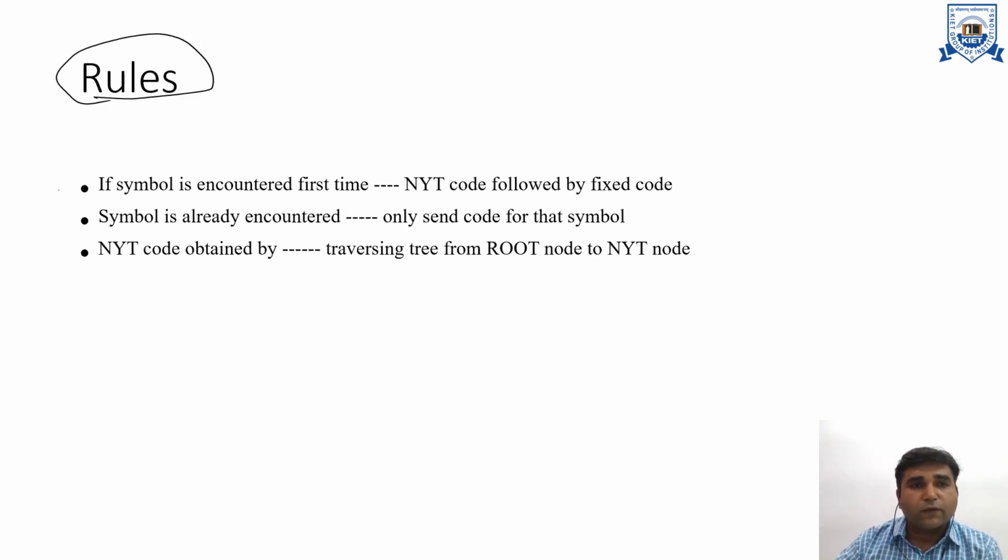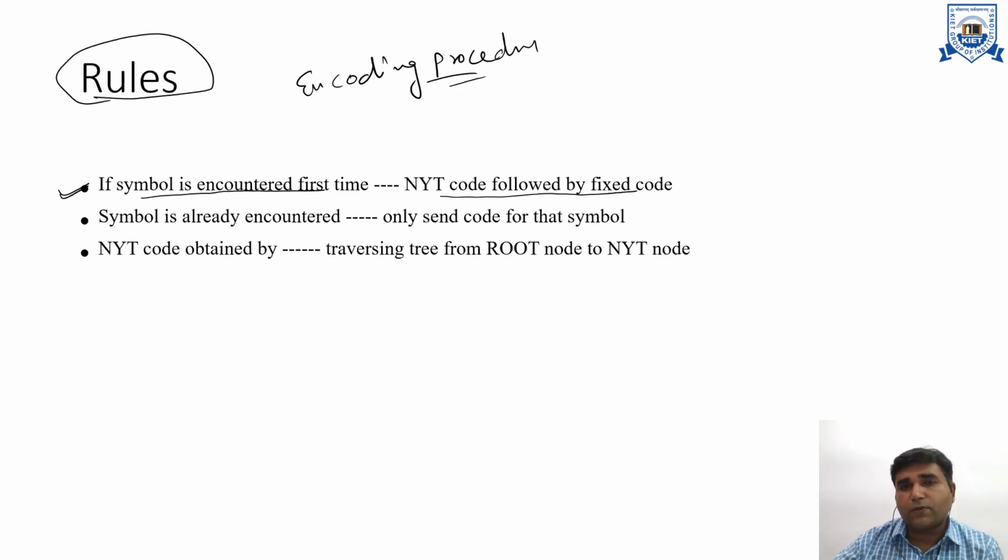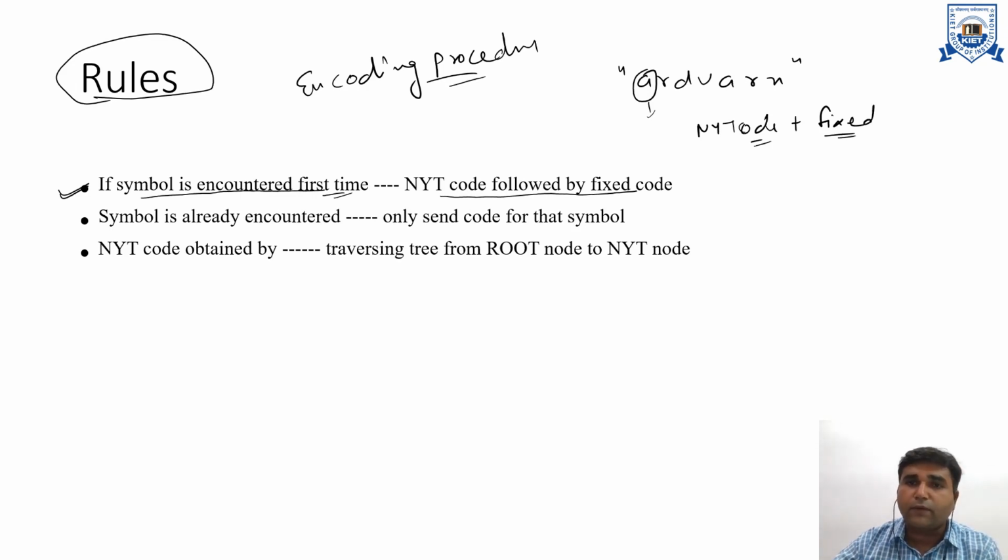So there are certain rules which we have to follow for adaptive encoding. The first rule is: if the symbol is encountered the first time, then the NYT code is followed by the fixed code. Suppose we have a sequence like A R D B A R N. If the symbol is encountered the first time, then the code will be the NYT code followed by the fixed code. It means that for a particular symbol we have to find two codes. First is the NYT code and the second is the fixed code.